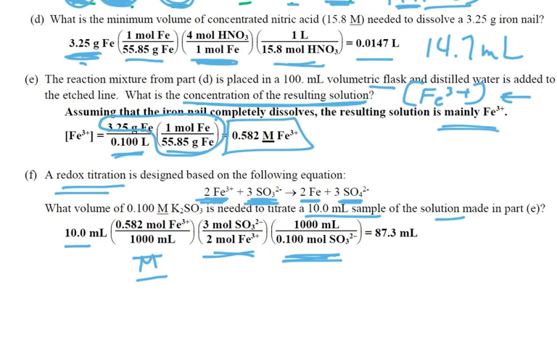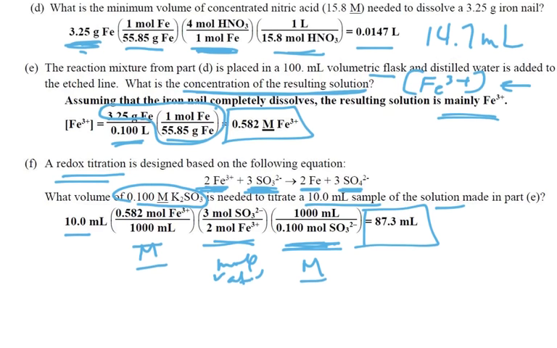And that is given right here. Potassium sulfite is just our sulfite. So we use molarity as a conversion factor again, and this is the mole ratio from the balanced equation. When we get all done, we find out they have 87.3 milliliters.